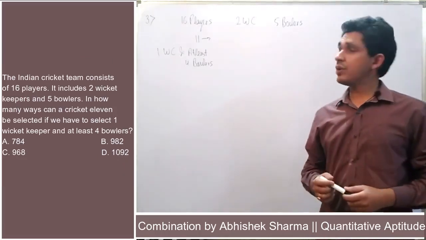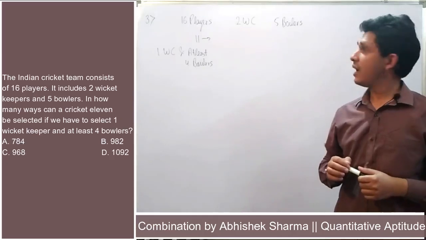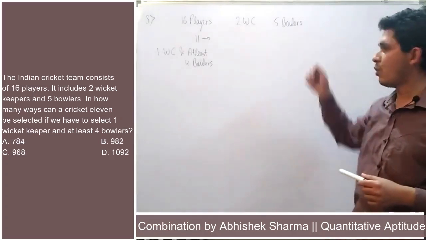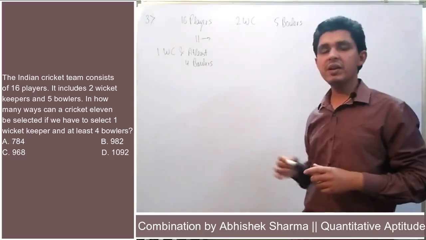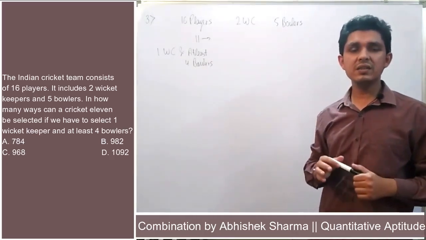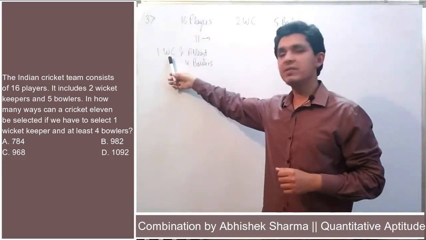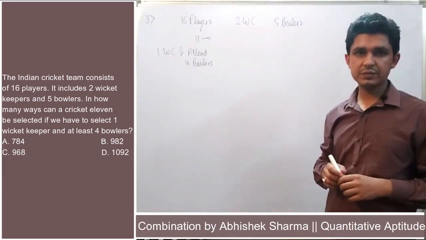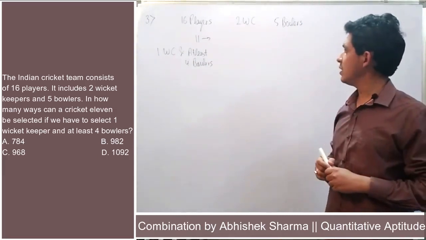Okay, so our next question is, we have a team of 16 players, and in this team there are 2 wicket keepers and 5 bowlers, right? We have to make a team of 11 players such that the team should have 1 wicket keeper and at least 4 bowlers, right? Okay, so how will the selection be done?